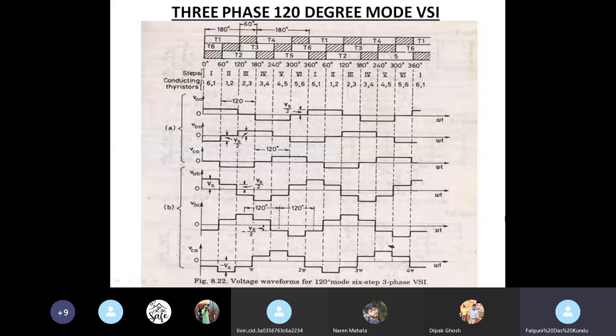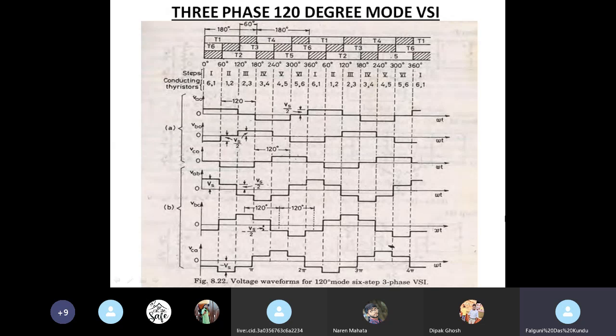So today we are going to discuss the three-phase 120-degree mode VSI. In the previous class, we discussed the three-phase 180-degree mode VSI. That means each SCR conducts for 180 degrees of a cycle.